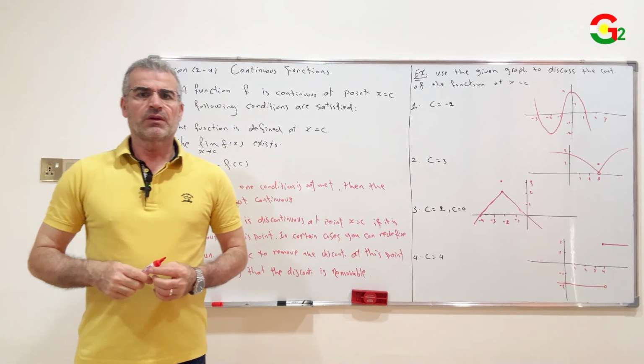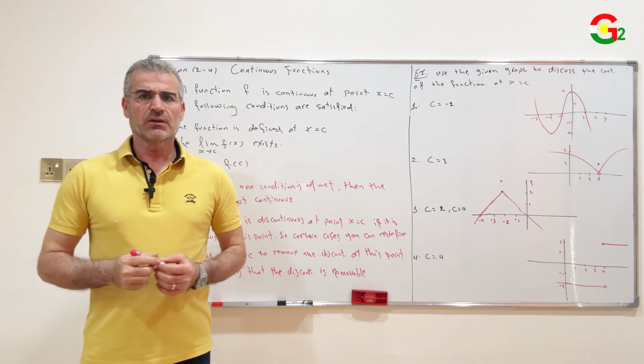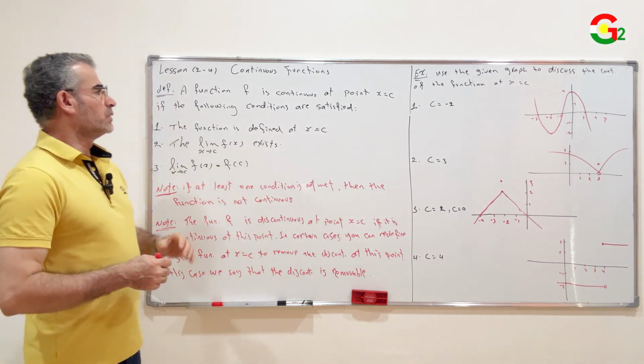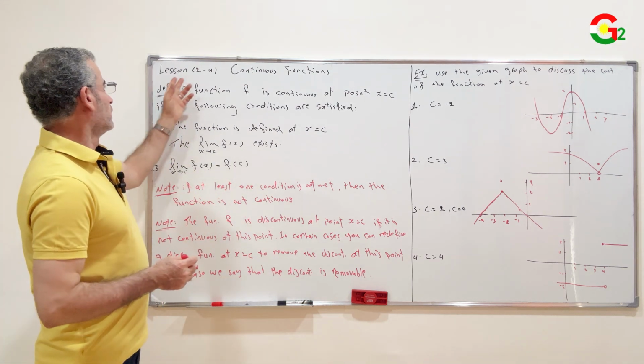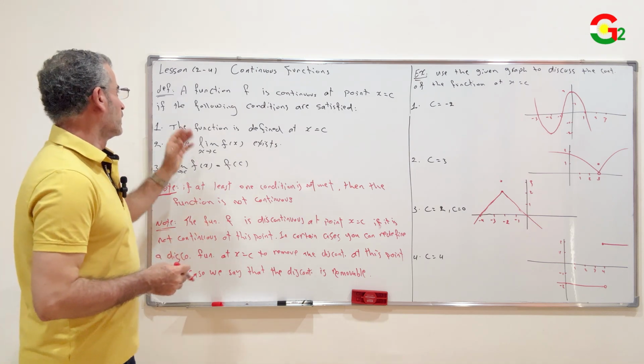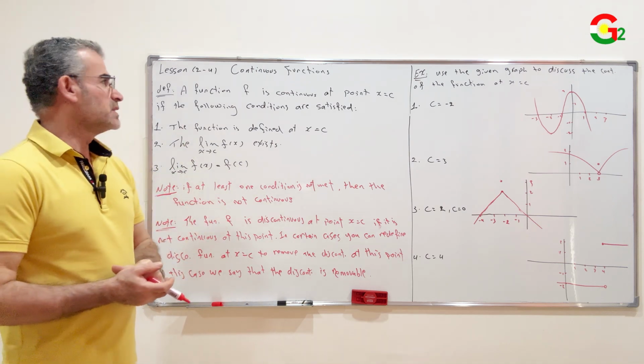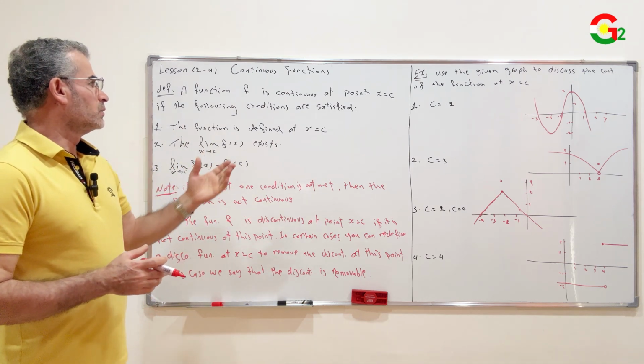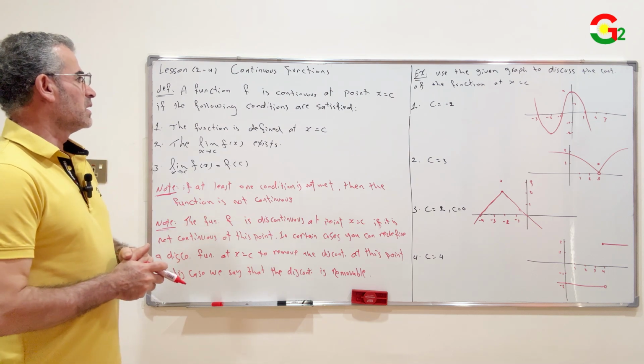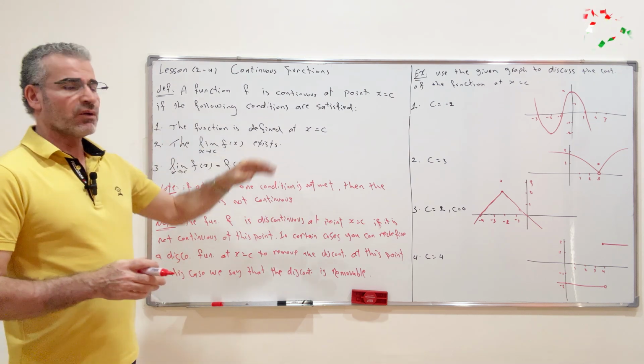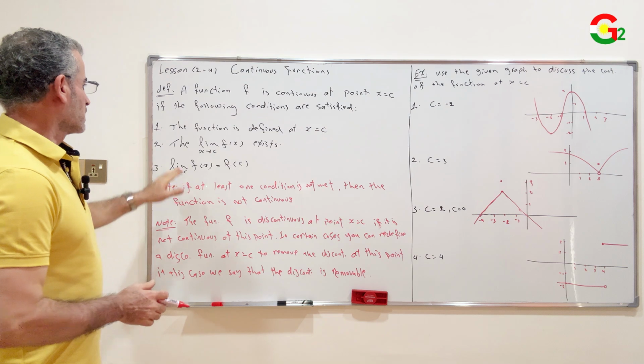Hello everyone. The headline of this tutorial is continuous function. Definition: a function f is said to be continuous at a point c (x equals c) if the following conditions are satisfied.